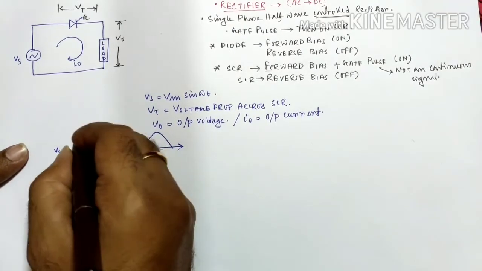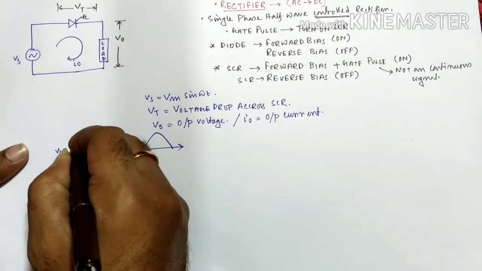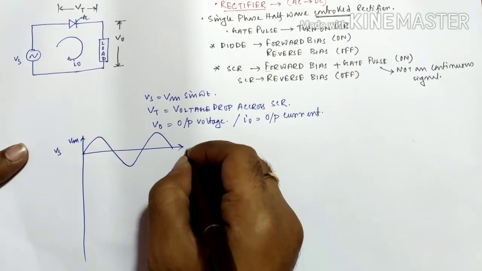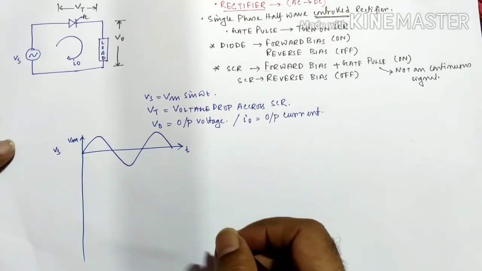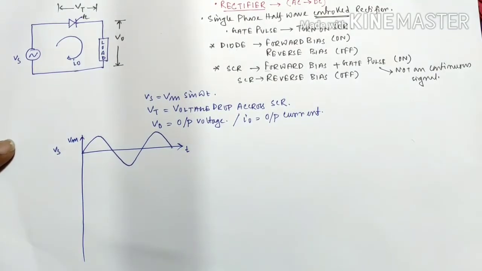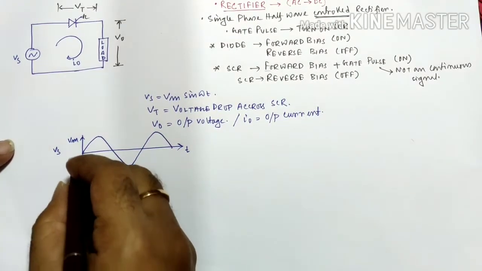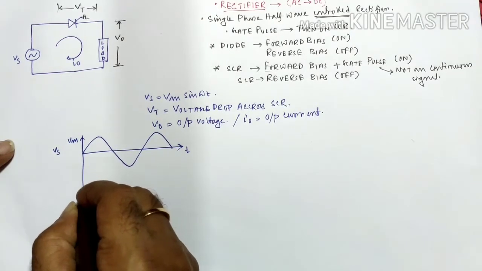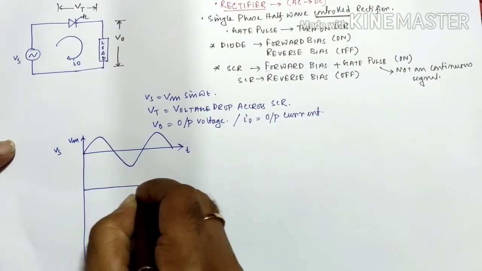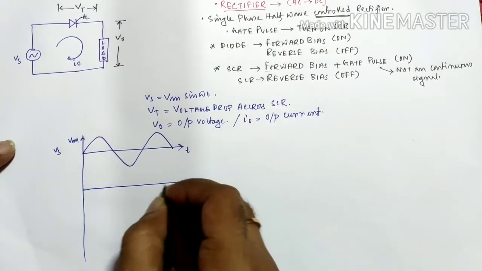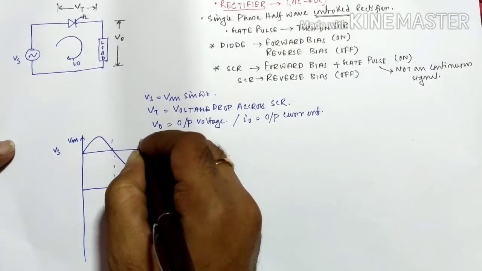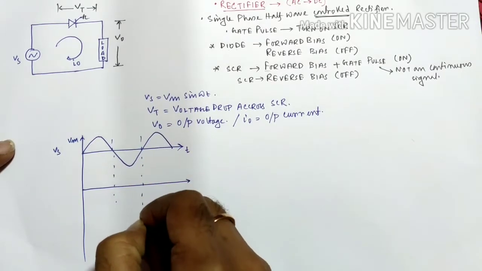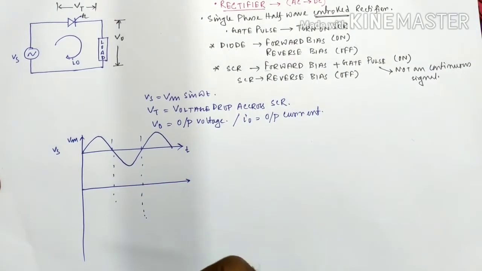Vs, the amplitude is Vm. And the x-axis will represent t, the time domain. Now, if this is Vs, with respect to Vs, I want to draw so many things. What is that?